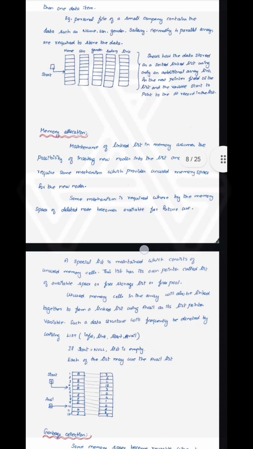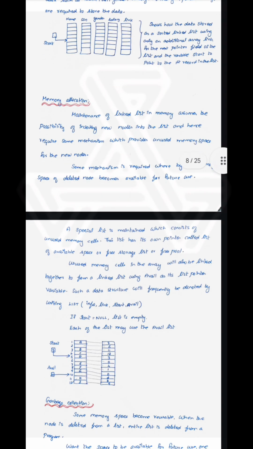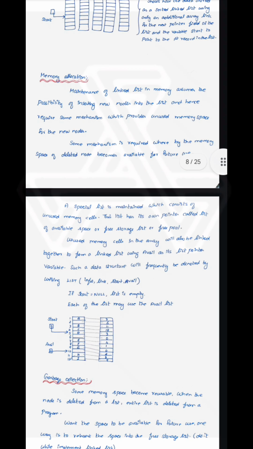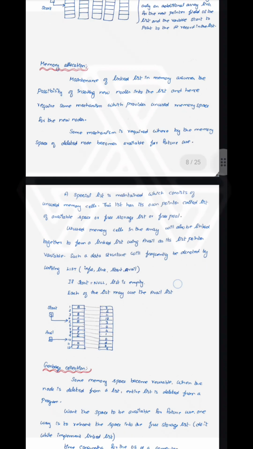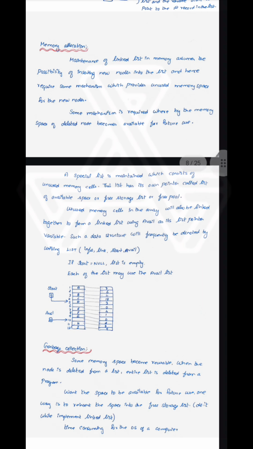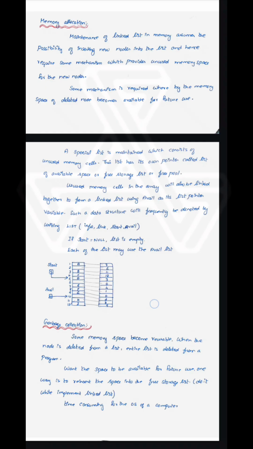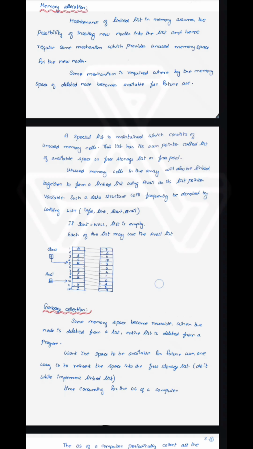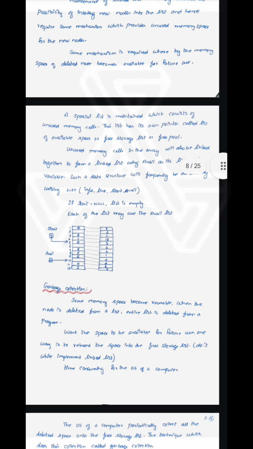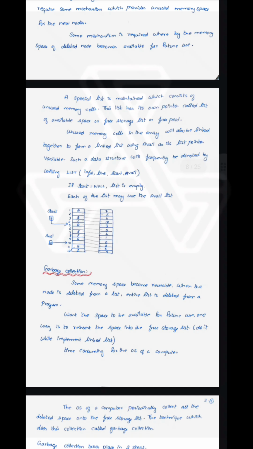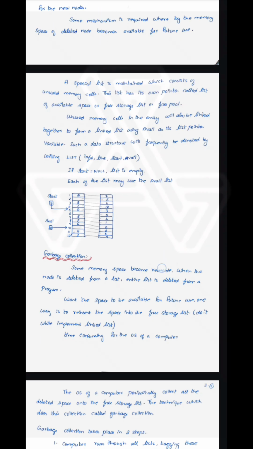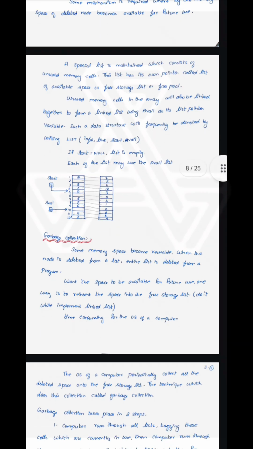Then the memory allocation. Maintenance of the linked list in memory assumes the possibility of inserting new nodes into the list, and hence we require some mechanism which provides unused memory space for the new data, new nodes. Some mechanism is required where the memory space of a deleted node becomes available for future use. A special list is maintained which consists of unused memory cells. This list has its own pointer called the list of available space, or free storage list, or free pool.